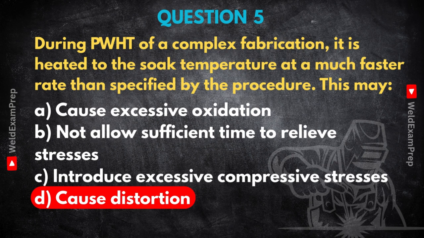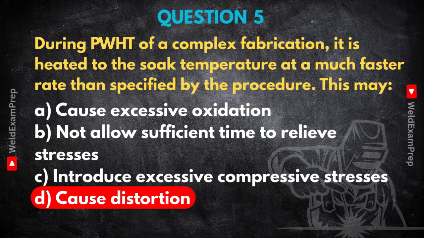Distortion, right? And on complex fabrications, things with lots of different shapes, thick sections bolted to thin sections, distortion can be an absolute nightmare, with huge cost implications. But some might think, well, as long as it gets to the right soak temperature eventually and stays there long enough, does the speed of getting there really matter that much? What's the hidden danger in heating up too fast?